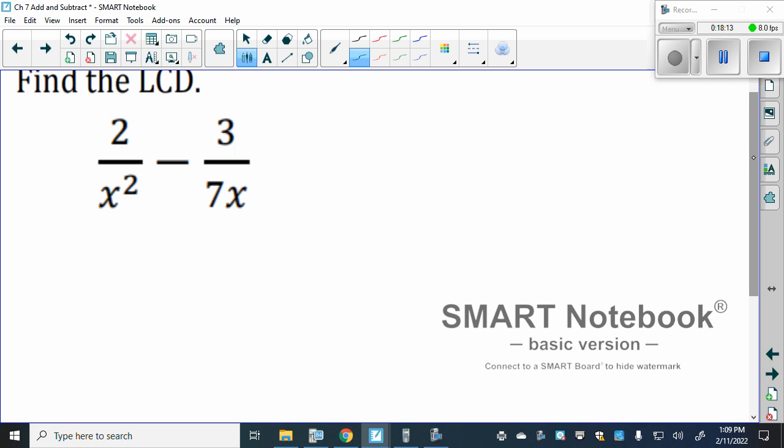Let's look at the next one. Now this one here is a little bit different because for the first time today, the denominators are not the same. So we need to get them to be the same. And we do that by multiplying each one of these fractions by the same thing on top and bottom.